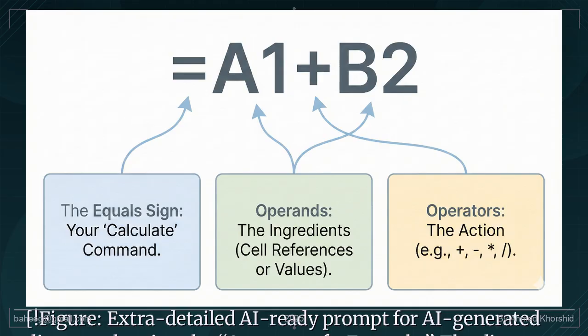A large formula, equals A1 plus B2, is centered at the top. Below it, three boxes with connecting arrows point to each part of the formula. The first box, pointing to the equals, is labeled "the equal sign, your calculate command." The second box, pointing to A1 and B2, is labeled "operands, the ingredients, cell references or values." The third box, pointing to the plus, is labeled "operators, the action, e.g., plus, dash, /."